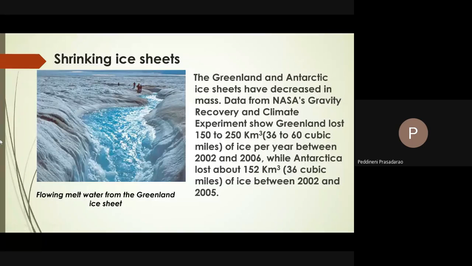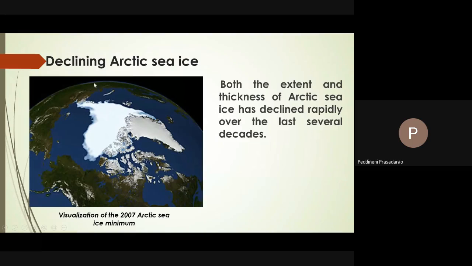So, as I said, once temperature is increasing, it automatically tries to reduce the ice quantities. The same thing we have seen in the Greenland and Antarctic ice sheets, maybe the Arctic. All these places, if you look into them, we are seeing a reduction as far as this ice is concerned. Arctic sea ice is also declining; both the extent and the thickness of Arctic sea ice have declined rapidly over the last several decades.